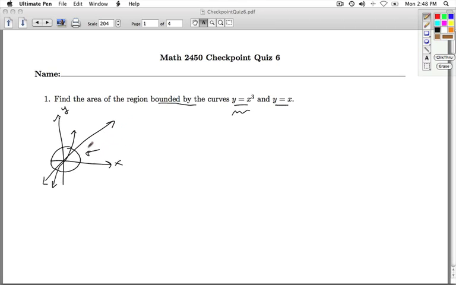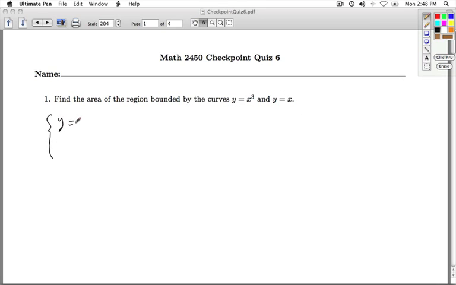Because when we find the area between curves, we need to always integrate the top curve minus the bottom curve. And it's tough to tell from this rough sketch who's on top, who's on bottom. So what do we do for that? We find where they intersect, and then we plot points. So we're trying to find the places where the curve y equals x cubed intersects the curve of y equals x. So we'll set x cubed equal to x.